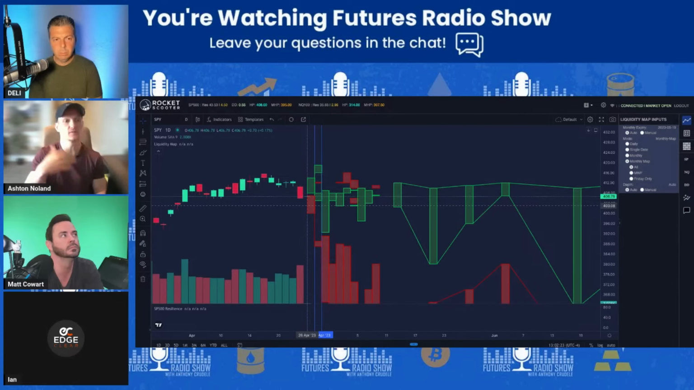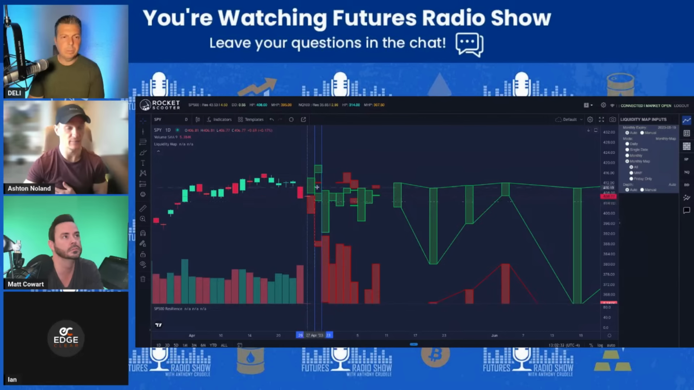And now once tomorrow gets here, we pull up our Rocket Scooter platform for that particular day, knowing in the back of our mind that, hey, we have bearish sentiment, and you can create a trading plan around that. Same thing heading into Friday, but Friday looks a little bit different. These zones are much further apart.